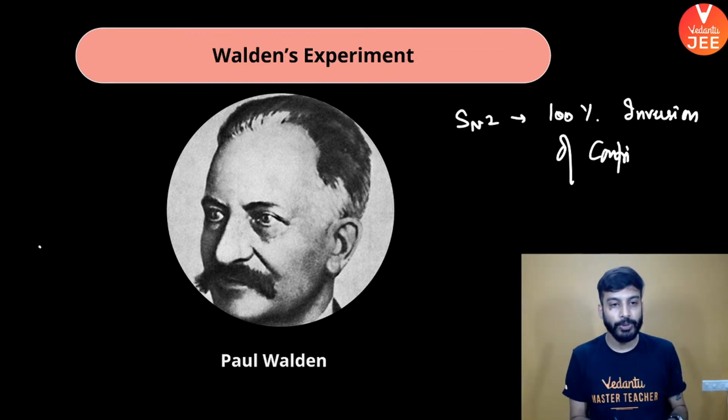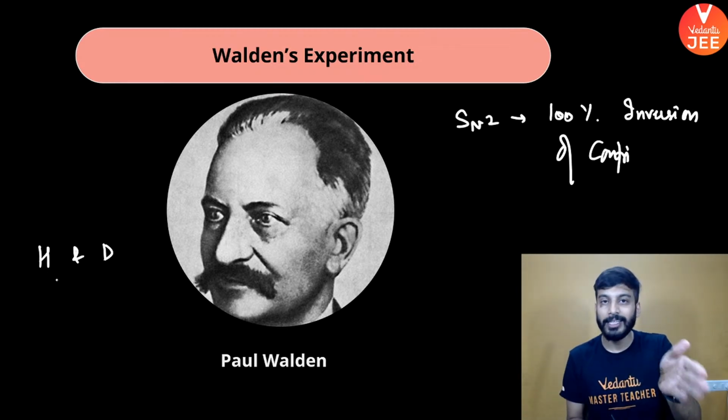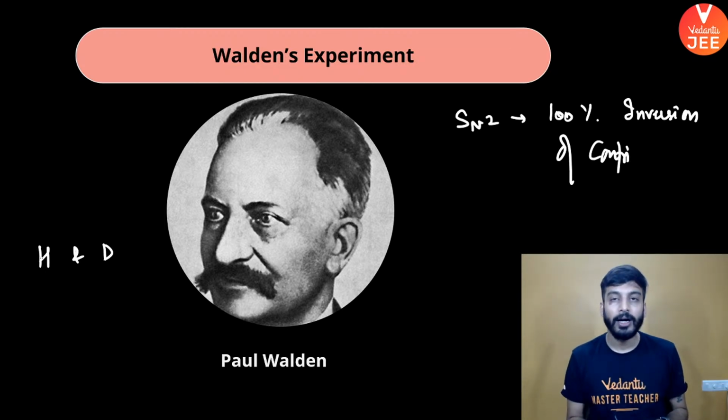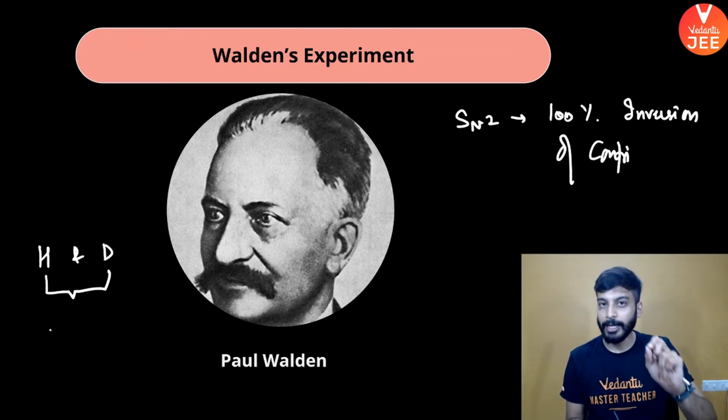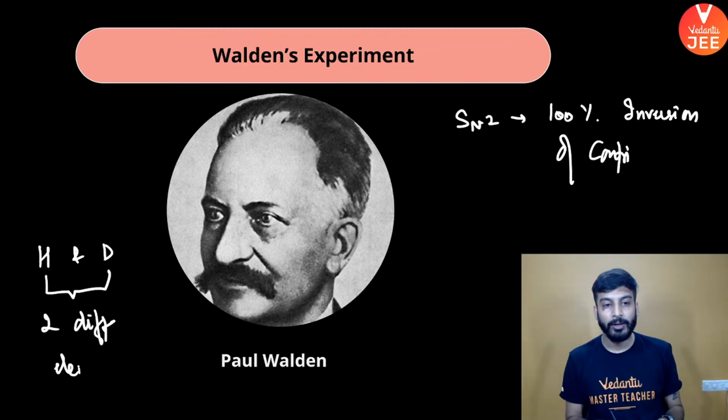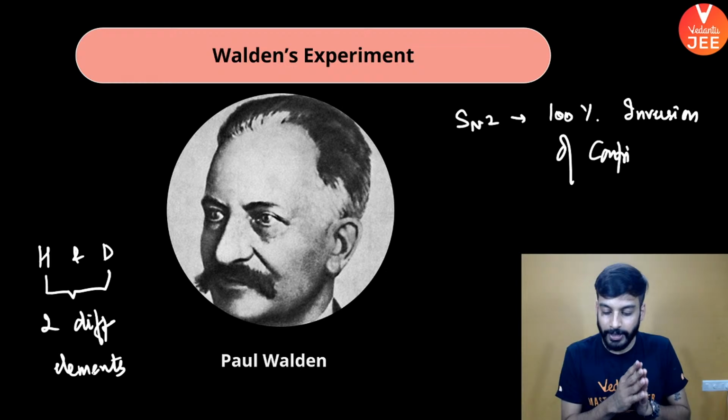Polarimeter can distinguish H and deuterium. Achha, these are the isotopes. This is nothing but the isotopes. Isotope of hydrogen. Deuterium is the isotope of hydrogen, right? It can distinguish between hydrogen and deuterium. I repeat again, polarimeter can distinguish between hydrogen and deuterium. It considers them as two different elements.